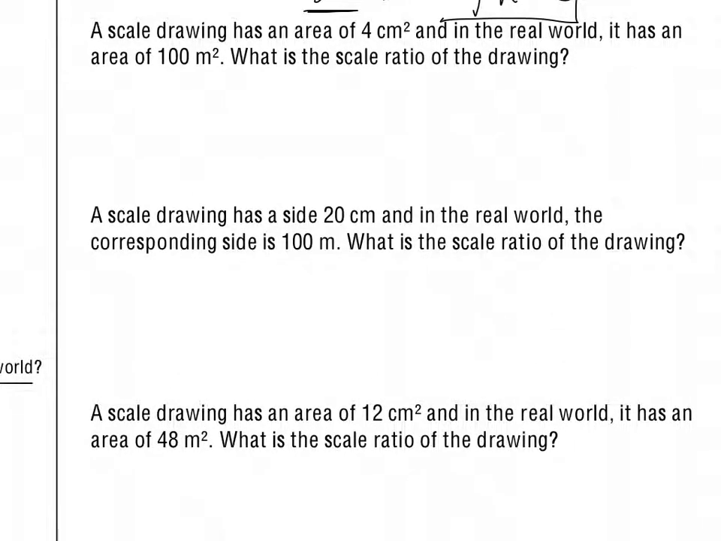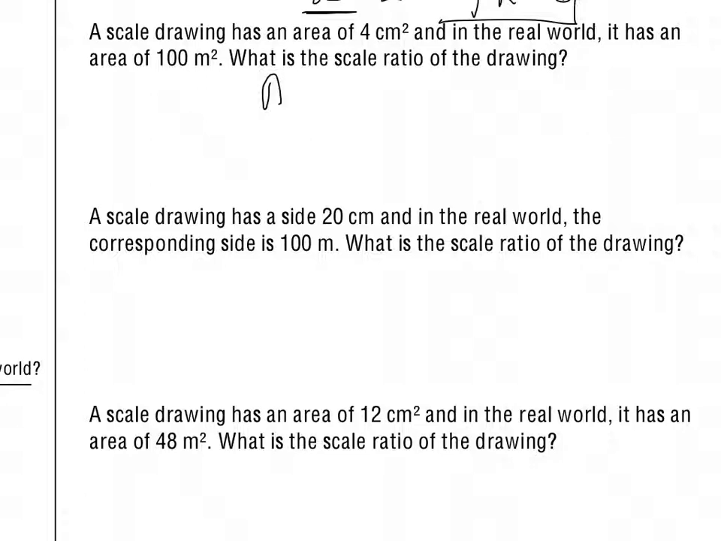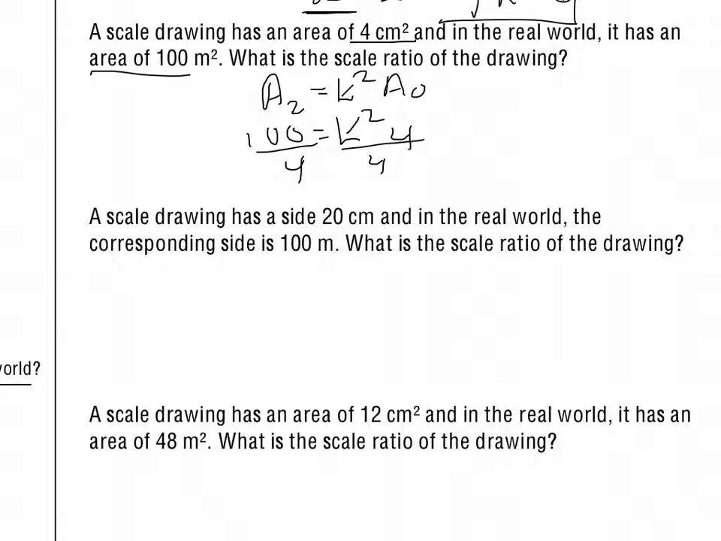A scale drawing has an area of 4 centimeters squared and the real world has an area of 100 meters squared. What is the scale ratio? So again, we're going to be using our area formula. In our area formula, we're not given the scale ratio. We'll get the area ratio, which is just the scale ratio squared. The drawing is 4. In the real world is 100. Divide by 4, divide by 4. It's going to give me 25 is equal to k squared.